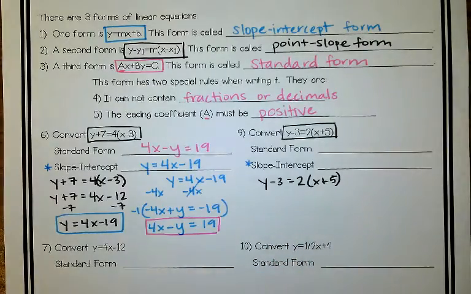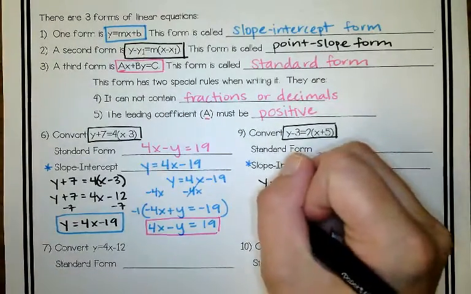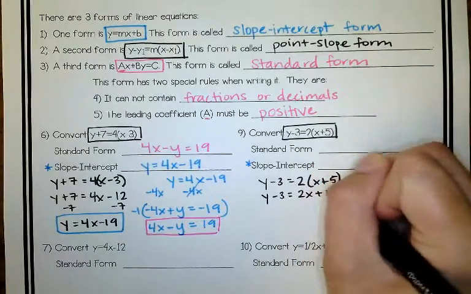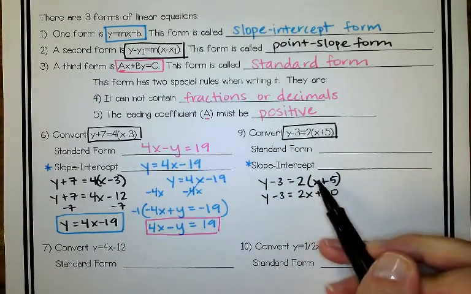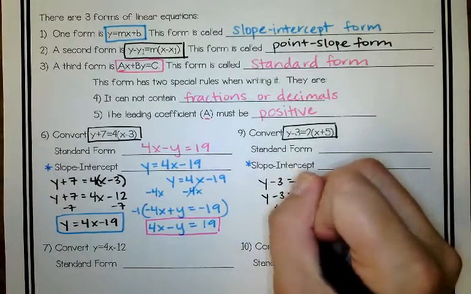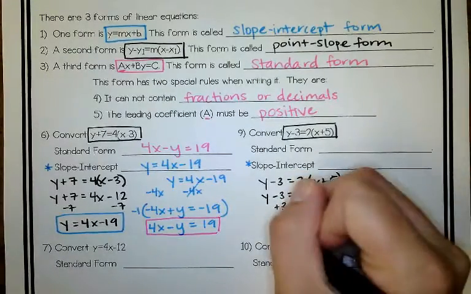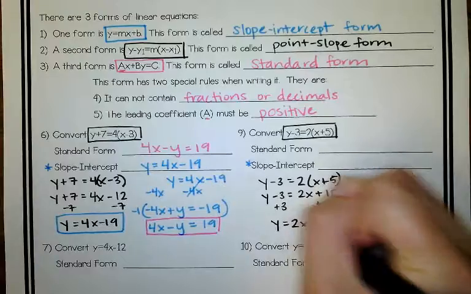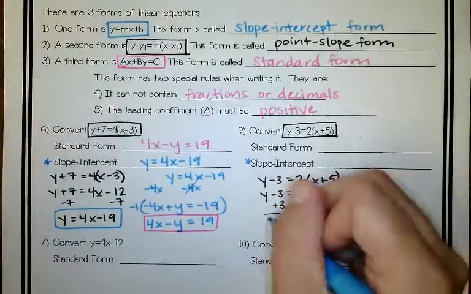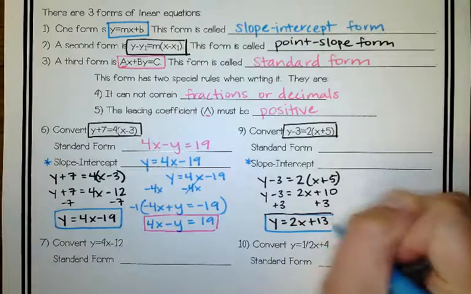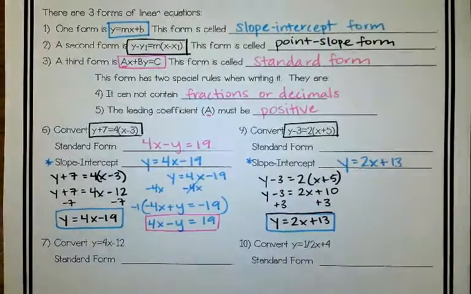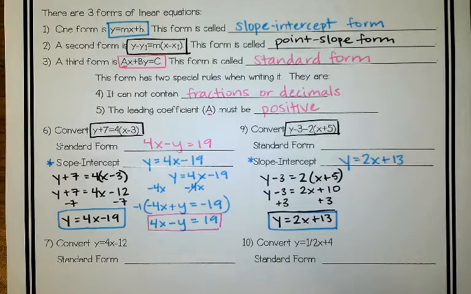Yes, awesome. Okay? So then we go here and we say y minus 3 equals 2x plus 10, right? 2 times x and 2 times 5. Then we go here and we add 3 to both sides, and we have y equals 2x plus 13. Oops, I'm going to do this in my little blue color, because this right here is my slope-intercept form. Now guys, how do I know that slope-intercept form?